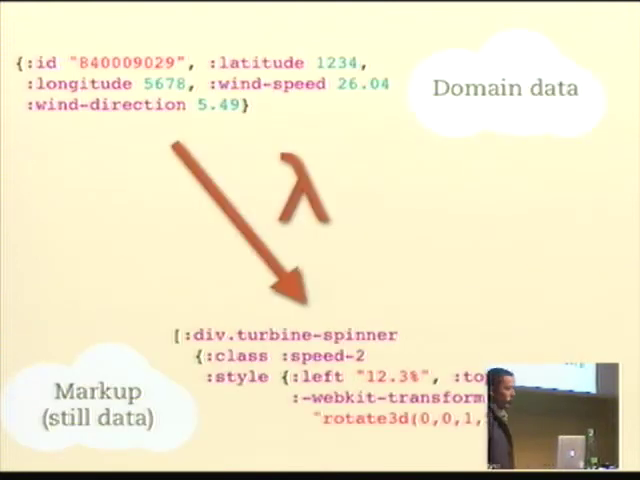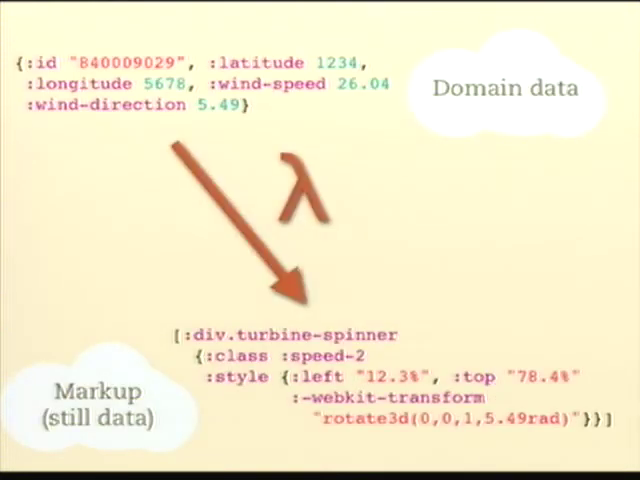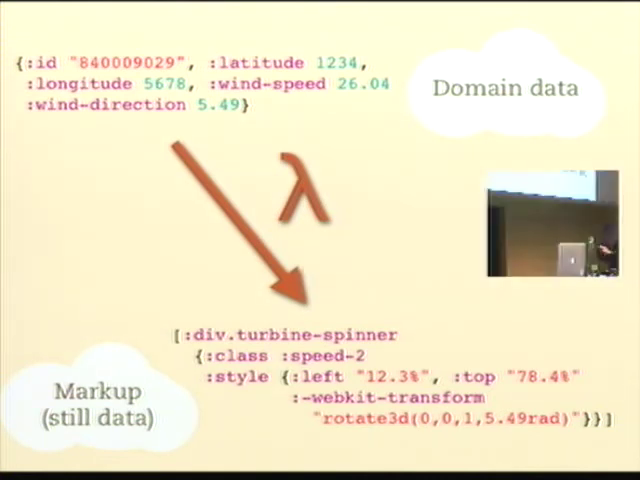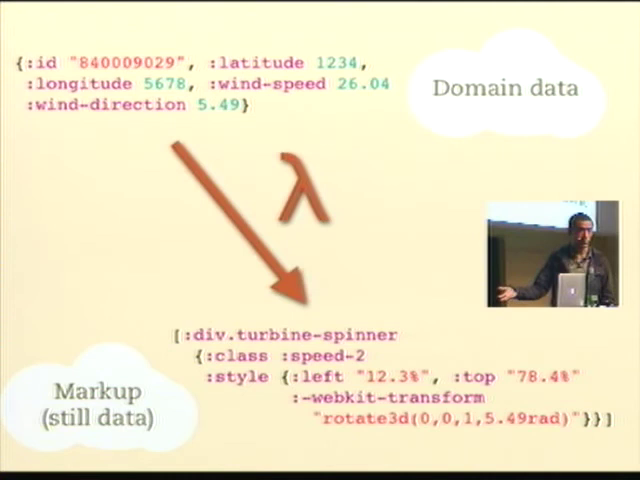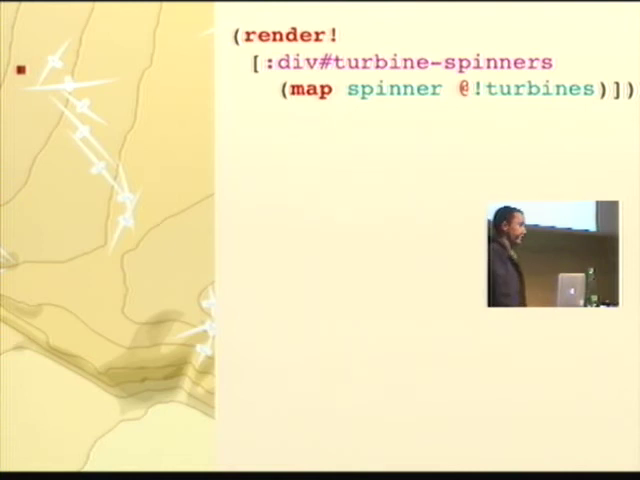So to step back, we have this function here that takes abstract domain data and then transforms it, as a pure function, into another piece of data representing the markup that we actually want on the screen. And of course, it's still just data. We haven't actually rendered it, so to draw it on the screen, we eventually have to call some side-effecting function. Here we have a function called render bang. That's not any particular piece of Clojure semantics. It's just conventional to use a bang for your side-effecting functions.